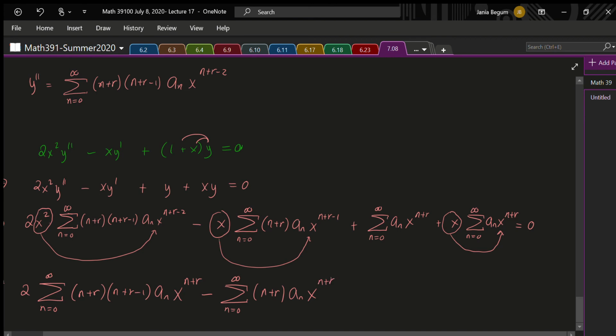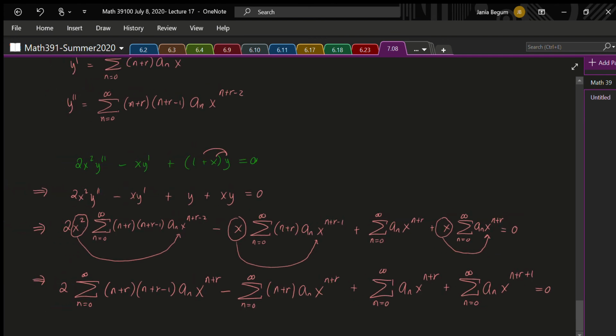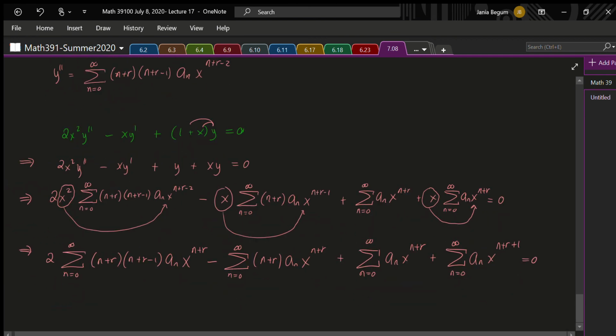And the next one is simply the same thing, so rewrite a_n x to the n plus r. And the last one, as we push the x inside, we have the sum from n equals 0 to infinity of a_n x to the n plus r plus 1 equals 0. So we get 1 extra power on x. That's how it looks after you push all the variables inside the summation. Let me know if you have questions so far. I want you to follow through the entire problem, that way we can work with this.